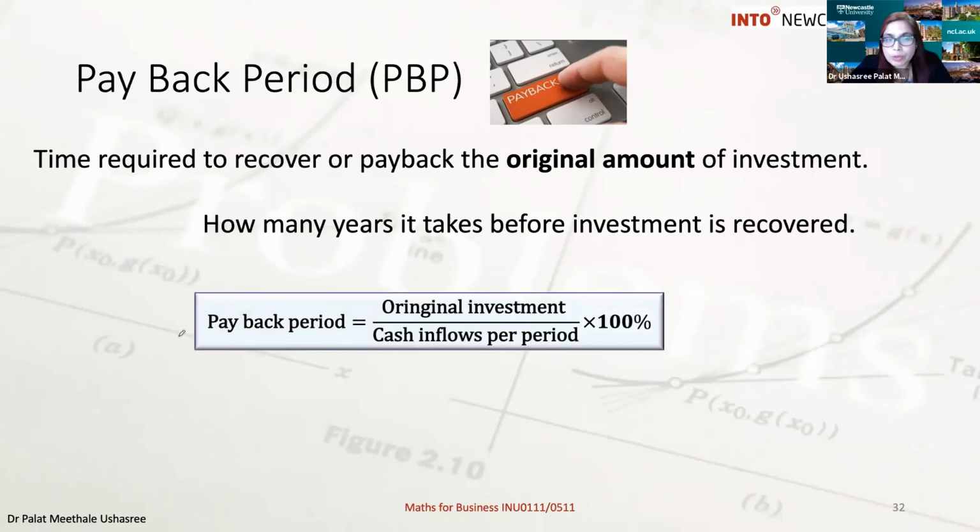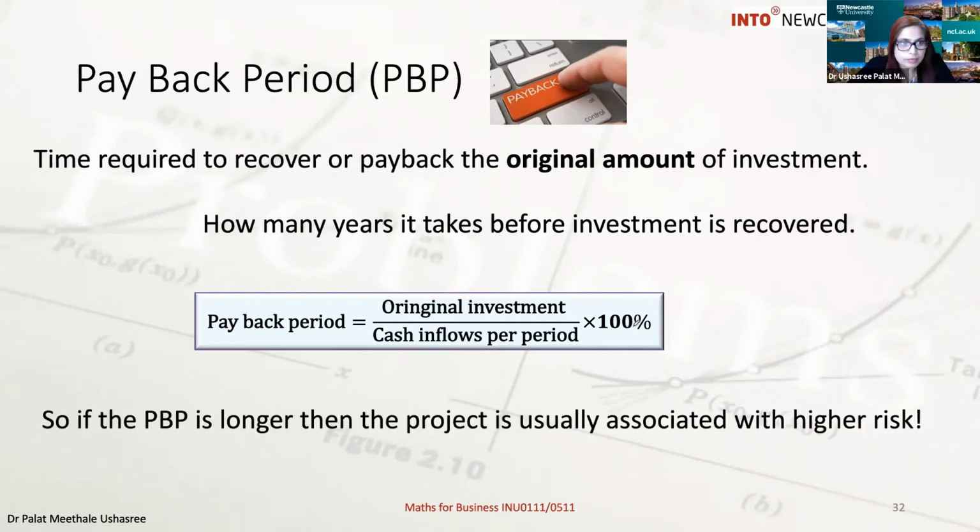And the formula which we use to calculate the payback period is original investment over the cash inflows per period. So per period, you calculate for each and every period into 100%. If the payback period is longer than the project, it is usually associated with high risk. So usually if it is longer, we drop it. Yeah, you reject the project. So this is what you have to understand here.